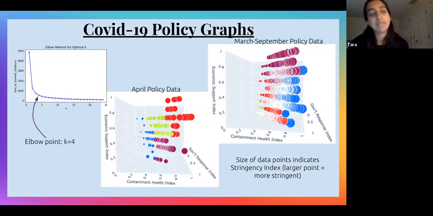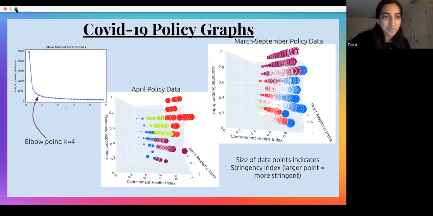So here the elbow point was at K equals 4, which is why you see 4 different color clusters in the 2 graphs. In the next 2 graphs, you can see that the points are split into those 4 clusters, with the axes being the economic support index, the containment health index, and the government response index. And the 4th index, which is the stringency index, is the size of the data points. So the larger the data point, the more stringent the policies are. The middle graph is just the data from the month of April, whereas the graph on the right is data from March through September of the pandemic.